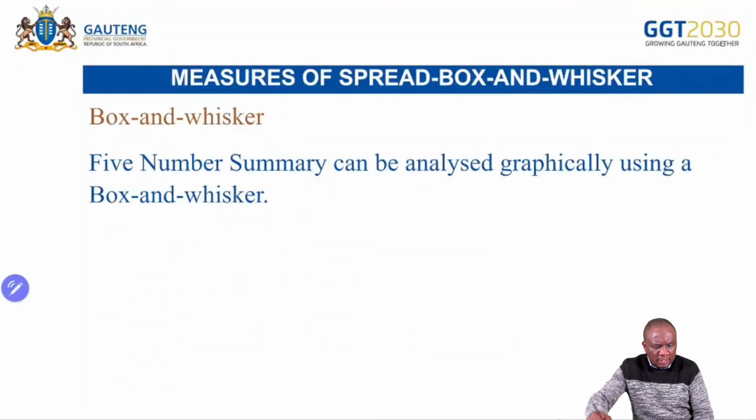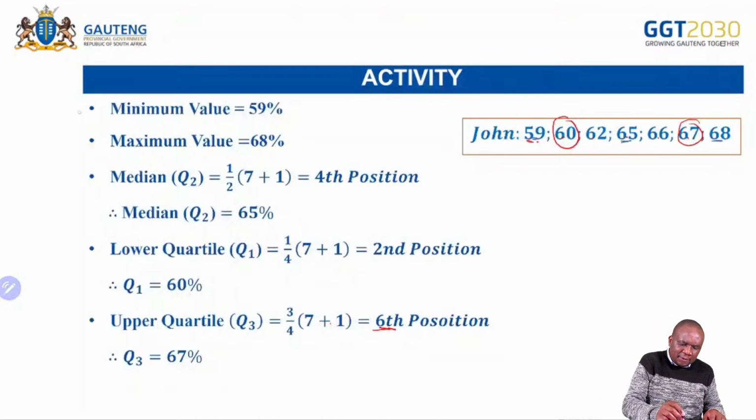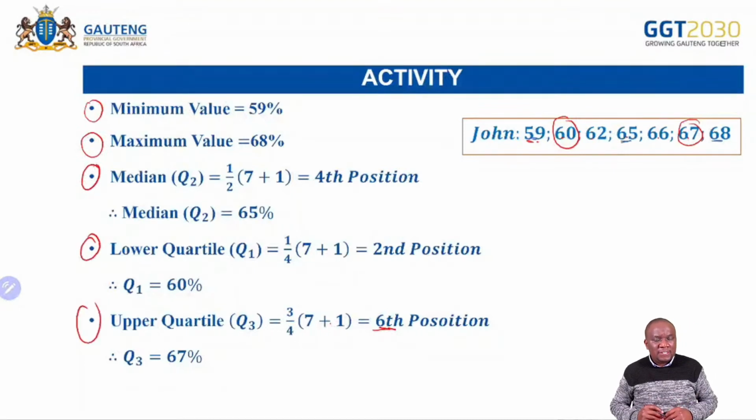Now, what did I say these numbers are? 1, 2, 3, 4, 5. We say they are the 5-number summary. Don't forget that. Now, the next part, we want to bring in the box and whisker. Nothing difficult about it. It's just the 5-number summary.